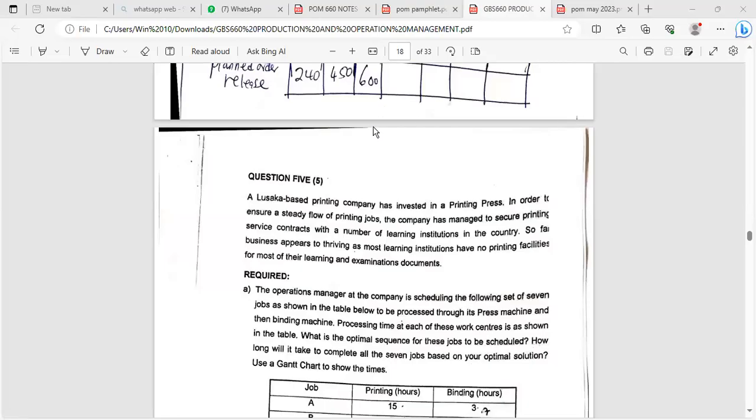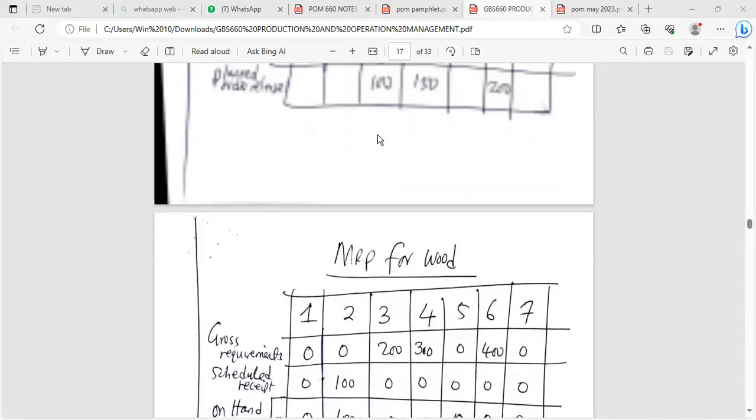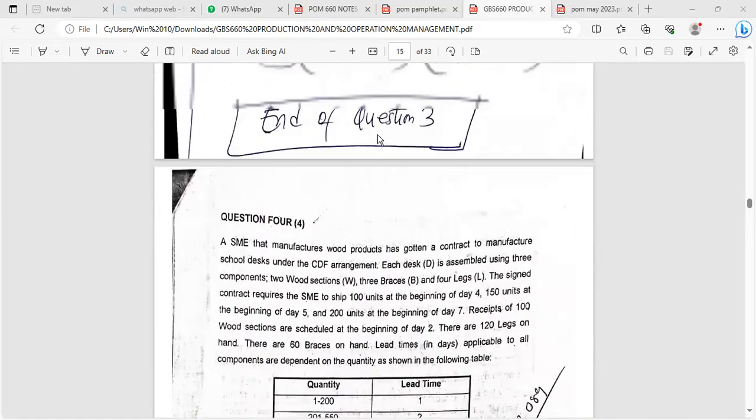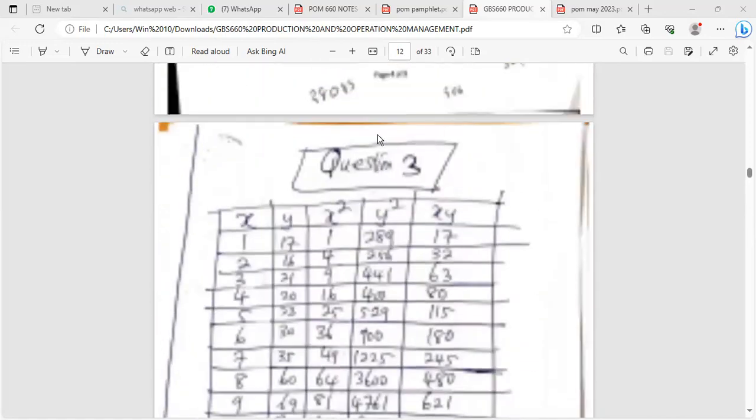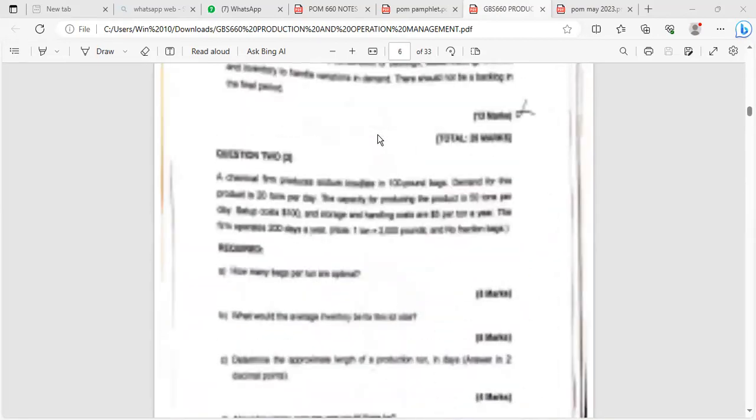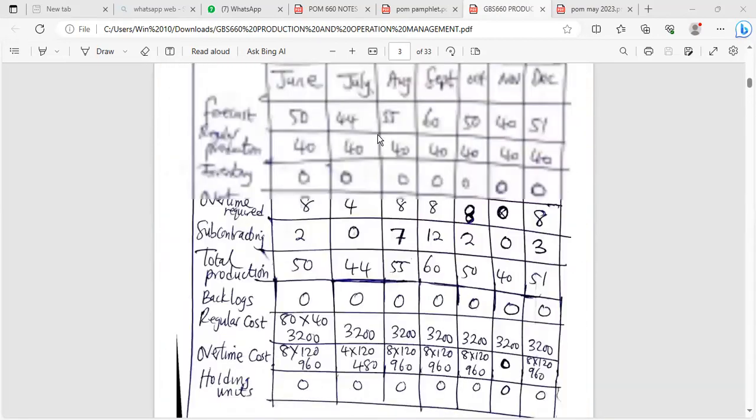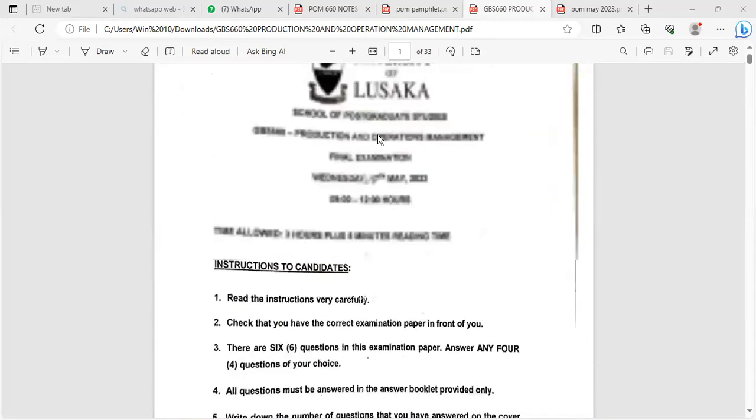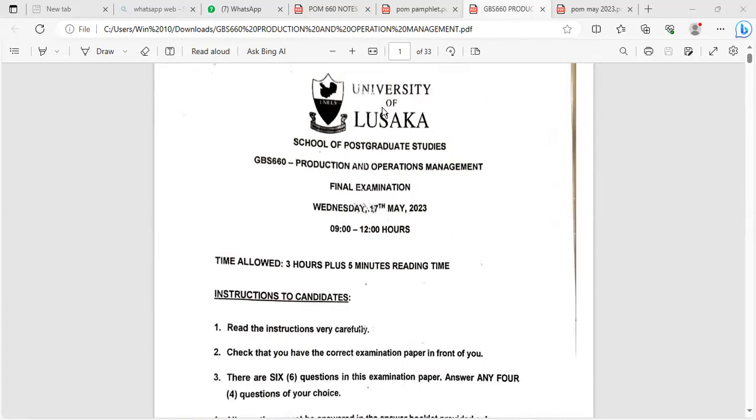Okay, good afternoon. We are having class now. We're looking at question 5 of the most recent exam. This is for the exam that was done within this year, the 17th May 2023 exam.